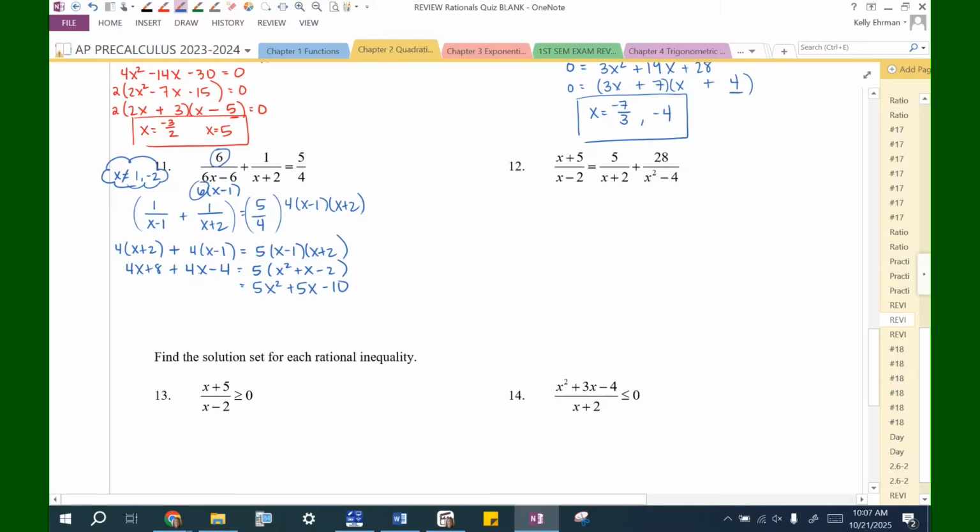On this side, let's combine terms. We have 8x plus 4. This is quadratic, so get it equal to 0. 5x squared, subtract 8x, so minus 3x, subtract 4, minus 14. Let's factor.